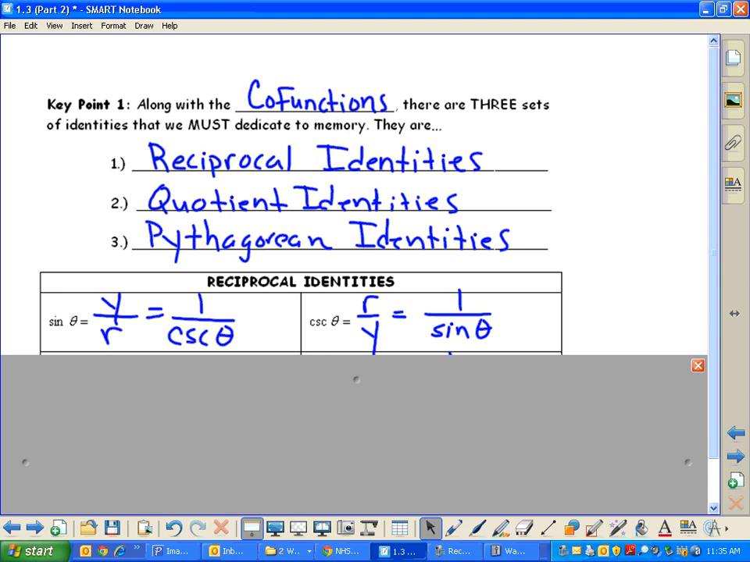If you want to define the cosecant of theta, that's just the reciprocal of sine. So you have r over y instead of y over r. And then you have 1 over the sine of theta in addition.